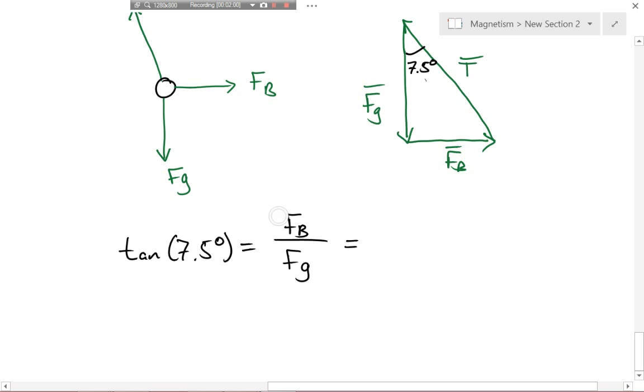Now, the magnetic force exerted between two wires, remember, is equal to mu naught I1 I2. In this case, we're assuming the wires carry the same current, so that's just going to be I squared times the length of the wire divided by 2 pi r. And we're going to divide that by the gravitational force, which is mg. So right away, we can see that this magnetic force is going to depend on the distance between the two wires. So how do we calculate that?